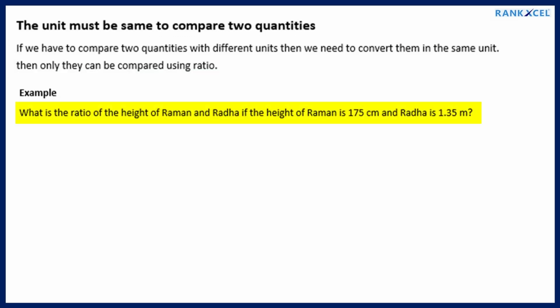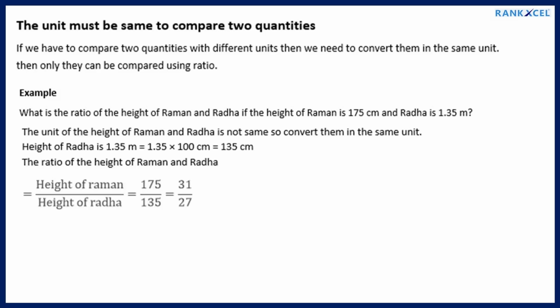Example. What is the ratio of the height of Raman and Radha? If the height of Raman is 175 centimeters and Radha is 1.35 meters. Solution. The unit of the height of Raman and Radha is not same, so convert them in the same unit. Height of Radha is 1.35 meters equals 1.35 times 100 centimeters equals 135 centimeters. The ratio of the height of Raman and Radha.